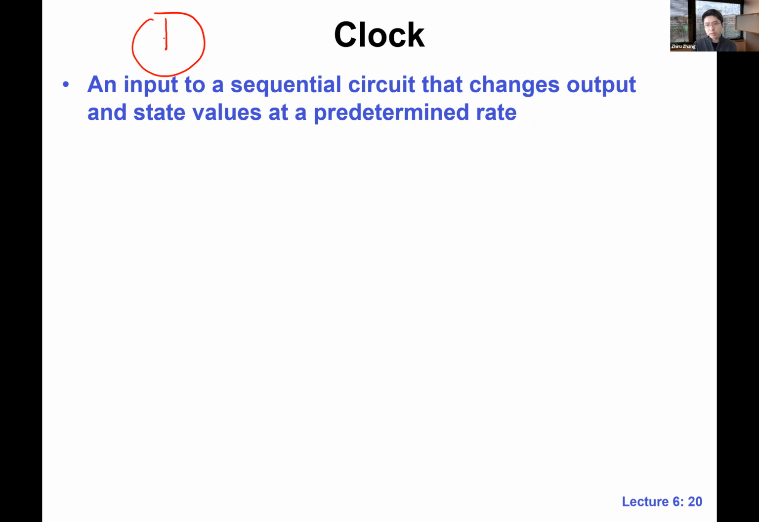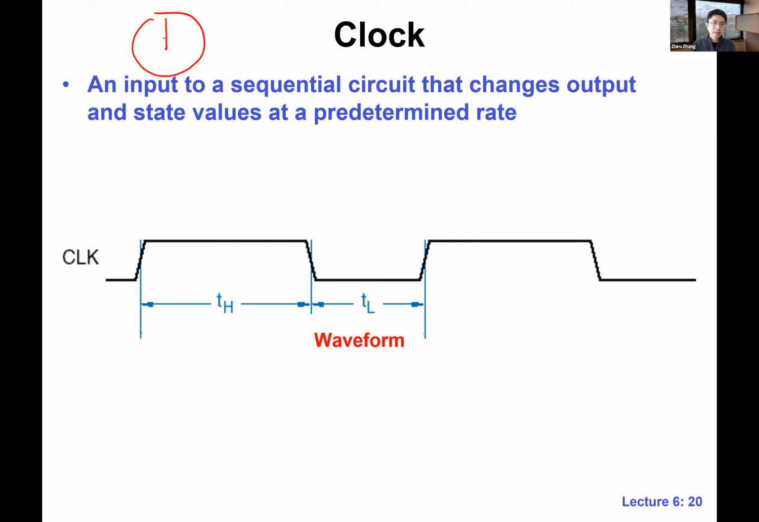This is simply a kind of oscillator that we can build. The clock circuitry is fairly complex because we want it to be stable. But at a high level, we basically want to oscillate between 0 and 1. That's the clock, and this is how we represent the clock using the so-called waveform.